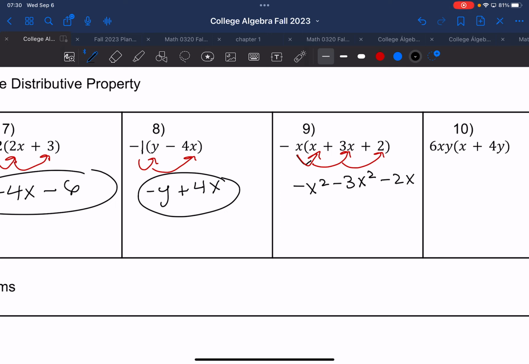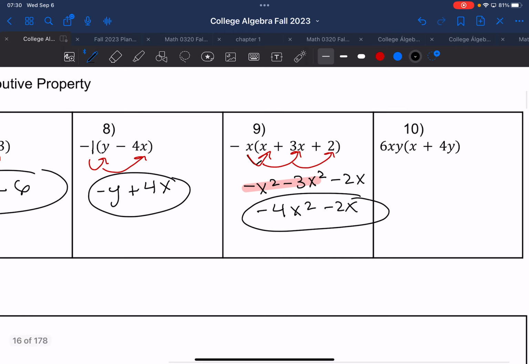Do I have any like terms? What are my like terms? Good, and if I combine them, that gives me what? Negative 4x squared. Good, negative 4x squared minus 2x. Any more like terms? No, so this is my answer.